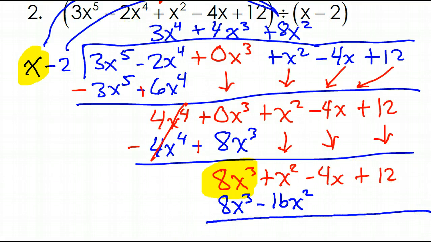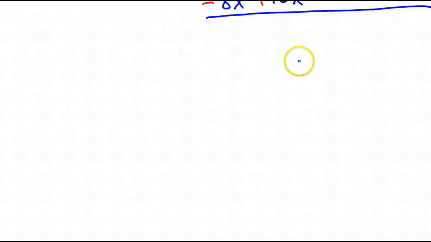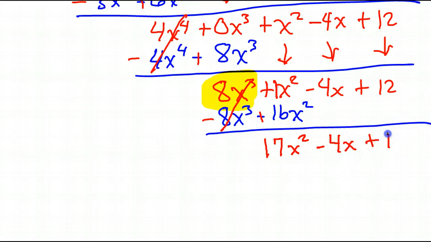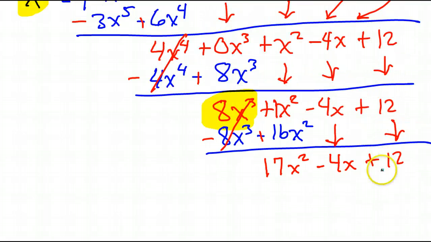All right, we will subtract by changing the signs. So make this minus, make this plus. How much space do I have? All right, lots of space. These cancel out. But 1x squared plus 16x squared make 17x squared minus 4x plus 12. Just bring these down. Okay, time to start over again.